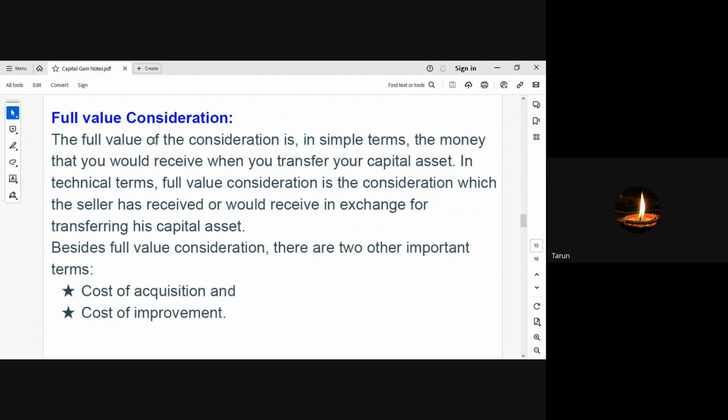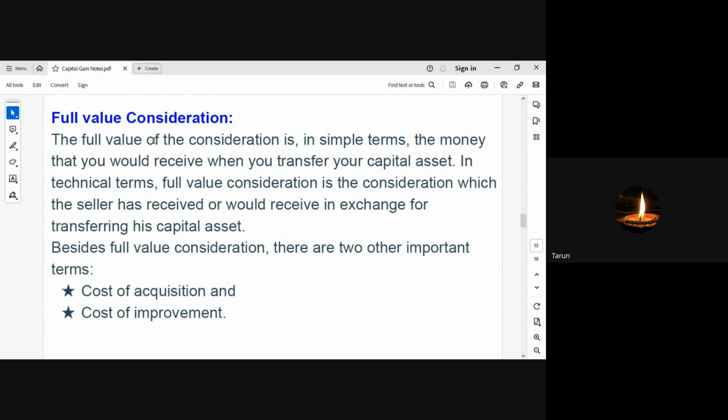Full value of consideration. The full value of consideration is the money that you receive when you transfer your capital asset. In technical terms, full value of consideration is that consideration value which the seller has received or would receive in exchange for transferring his capital asset. When you transfer your capital asset, the money that you receive from the buyer is called full value of consideration.